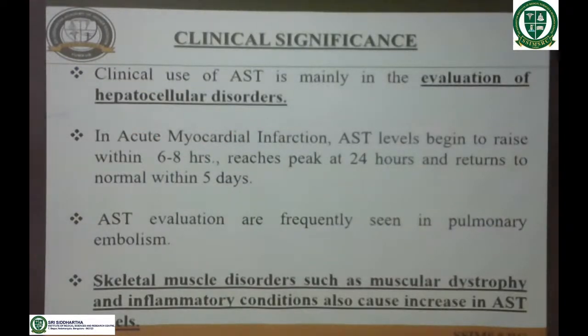The clinical use of AST is mainly in the evaluation of hepatocellular disorders, as I said. In acute myocardial infarction, AST levels begin to rise within 6 to 8 hours and reach a maximum at 24 hours. They return to normal within 5 days. AST is also frequently seen elevated in pulmonary embolism and in skeletal muscle disorders like muscular dystrophy and inflammatory conditions, which also cause an increase in AST levels.